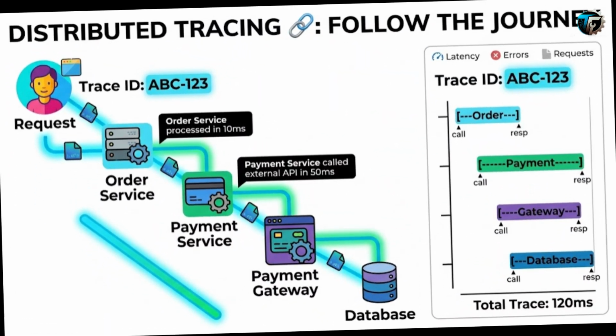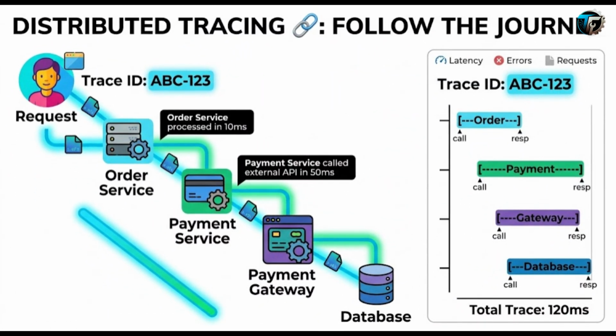Now imagine a microservices architecture. One customer request may travel through several services. Order service calls payment service. Payment service calls an external payment provider. Another service may update the database. When something fails, how do we know which component caused the problem? This is where distributed tracing becomes incredibly valuable. We can follow a request across multiple components and investigate the complete journey.